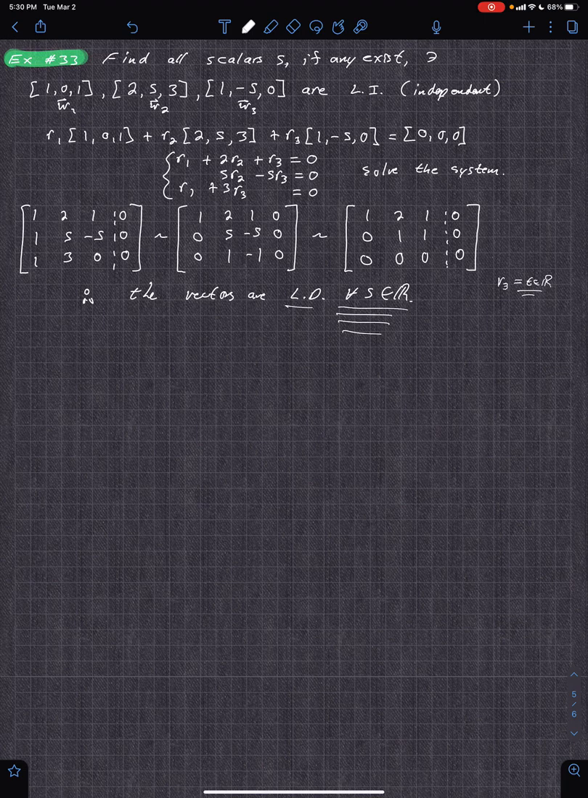2.2 is next, going on to the rank of a matrix.